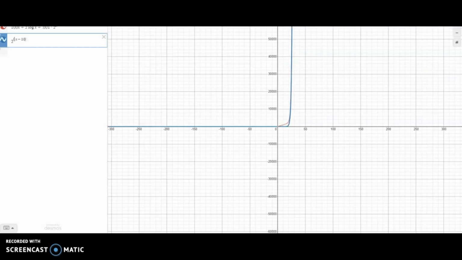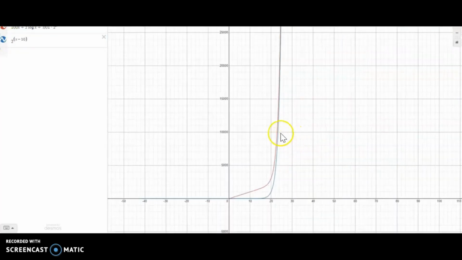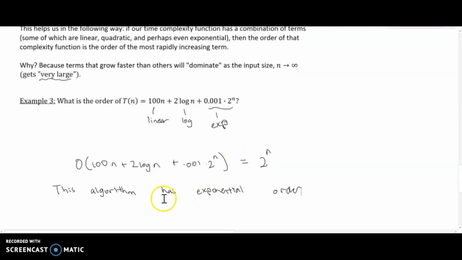So if I shift this 2 to the x curve over to the right 10 units, you can see that in the short term they look very different, but in the long run the blue curve and the red curve behave almost identically. And that is why we say that the time complexity of this whole expression is exponential. So in the long run, it behaves like an exponential function.